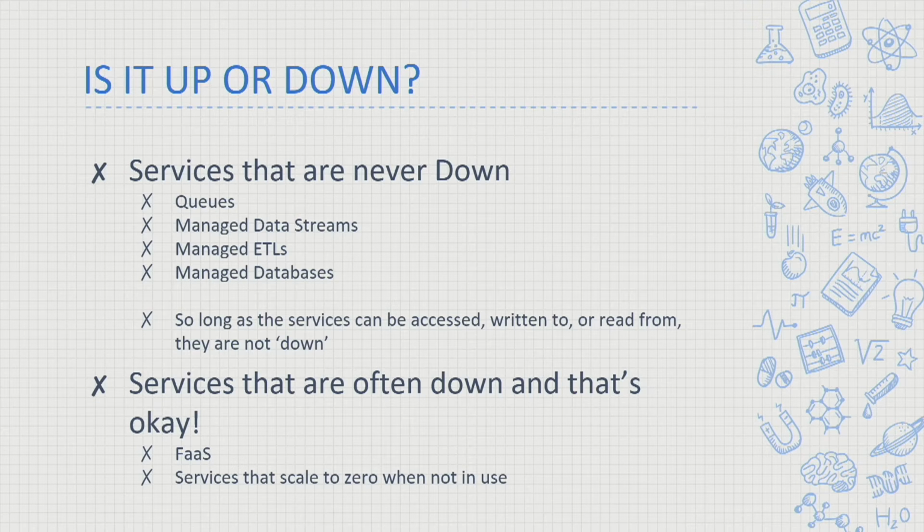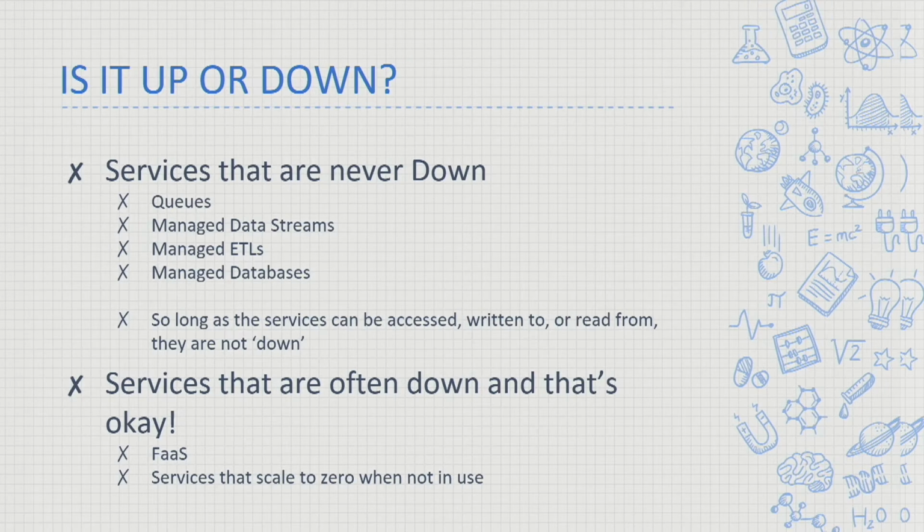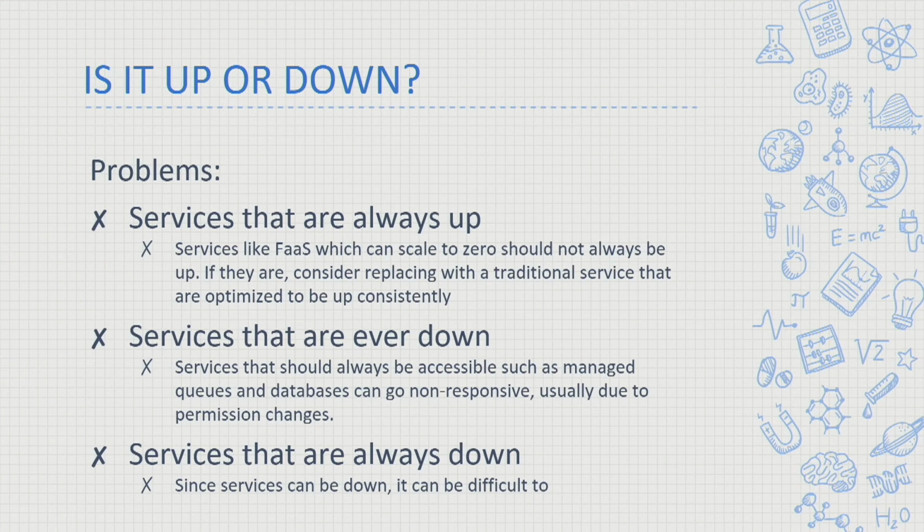Some services are never down, like queues and ETLs. They're always able to be accessed or written to or read from because they're managed by the cloud. Some services are often down, like FaaS, and that's okay because they scale to zero when they're not in use. The problem lies when the ones that are sometimes down are actually always up, because then it's probably cheaper just to put that back into a server. The ones that are always up, if they ever go down, it means their permissions have changed. And it's very hard, because of this, to tell when something is actually down.